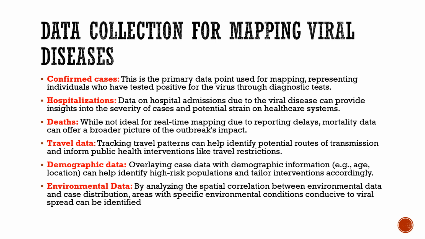Deaths. While not ideal for real-time mapping due to reporting delays, mortality data can offer a broader picture of the outbreak's impact. Travel data. Tracking travel patterns can help identify potential routes of transmission and inform public health interventions like travel restrictions. Demographic data. Overlaying case data with demographic information, for example, age and location, can help identify high-risk populations and tailor interventions accordingly. Environmental data. By analyzing the spatial correlation between environmental data and case distribution, areas with specific environmental conditions conducive to viral spread can be identified.